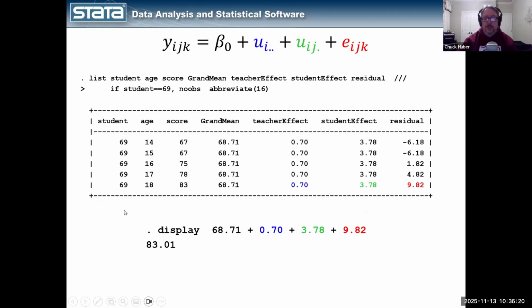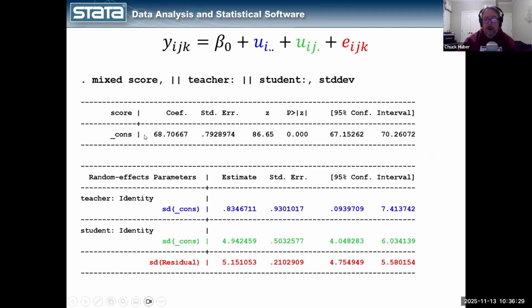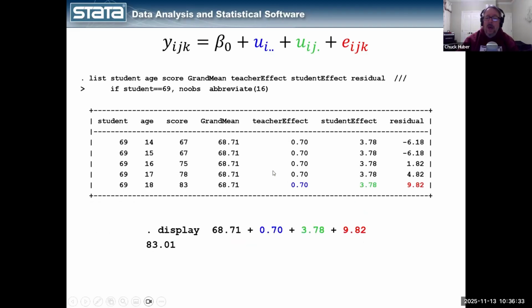So if I take student 69, I have their repeated observations from age 14 to 18. I know that the grand mean is 68.71. I got that from my output here. Remember, the grand mean is 68.7. And then I also can use the predict statement in Stata. This is all in the do file, but I can predict what is the random effect for that particular classroom, for teacher three's classroom. And that's 0.7.